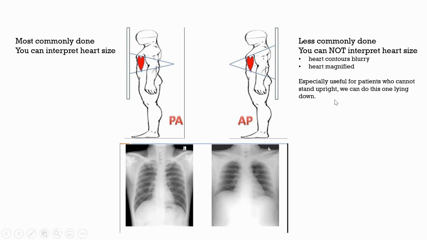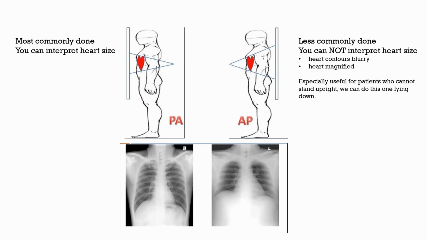So you can't really see the heart that well. And the heart will be magnified. It will look a lot bigger. So you can't interpret the heart at all if you're doing an AP chest X-ray. However, you can still look at the lungs and the lungs will be fine. So the most commonly done is the posterior anterior and the less commonly done is the anterior posterior.